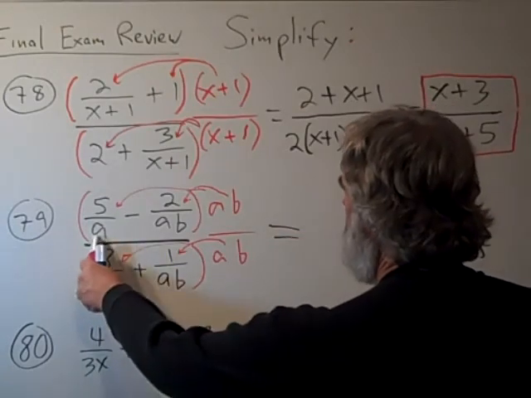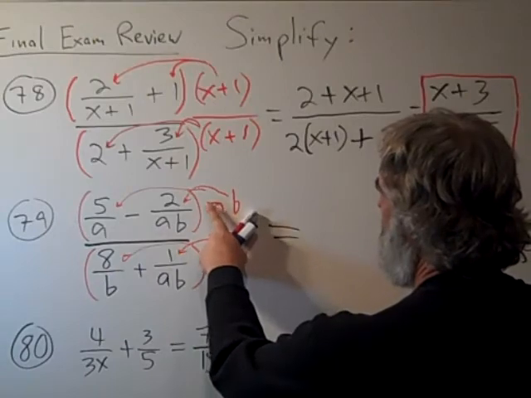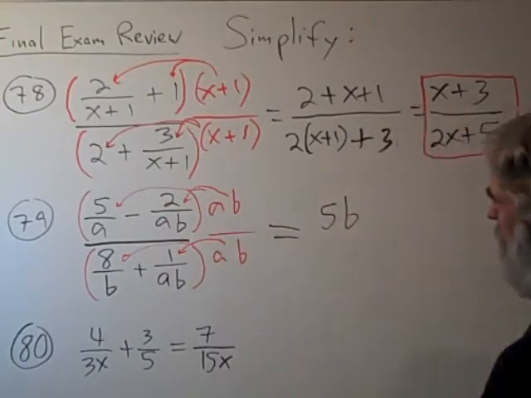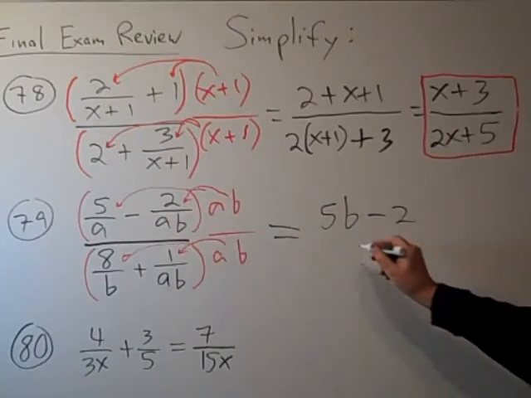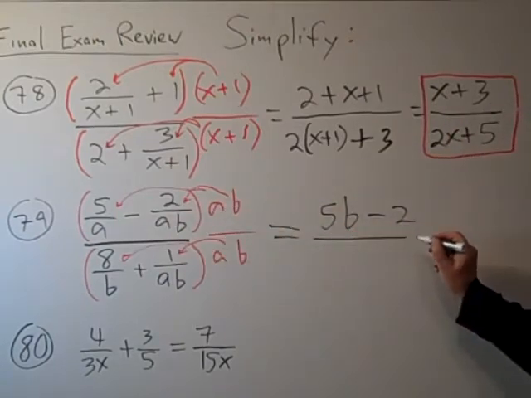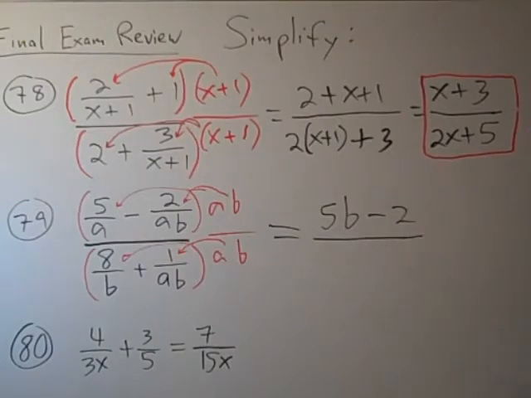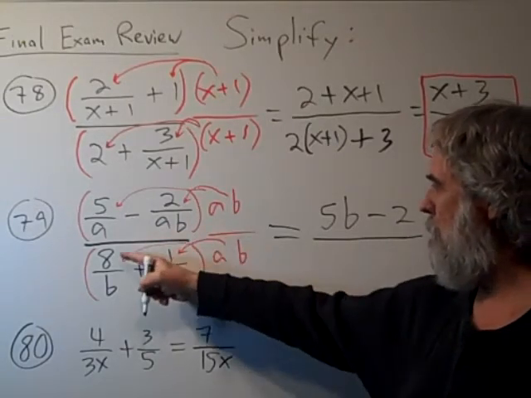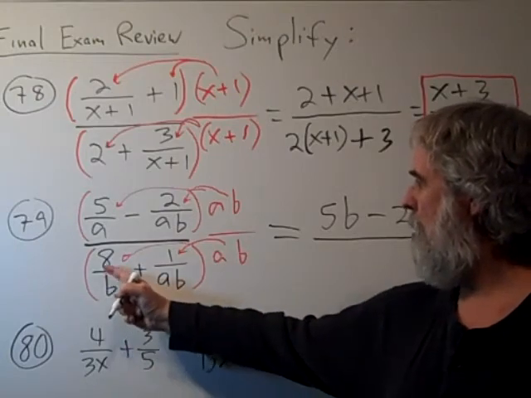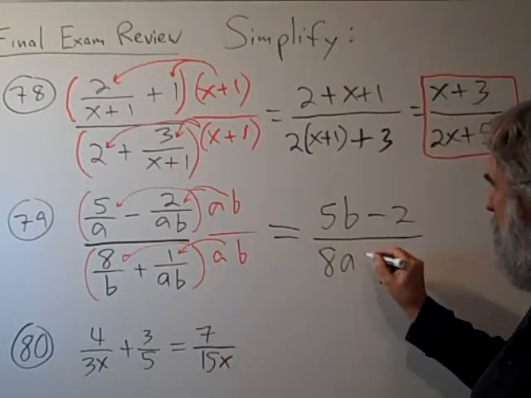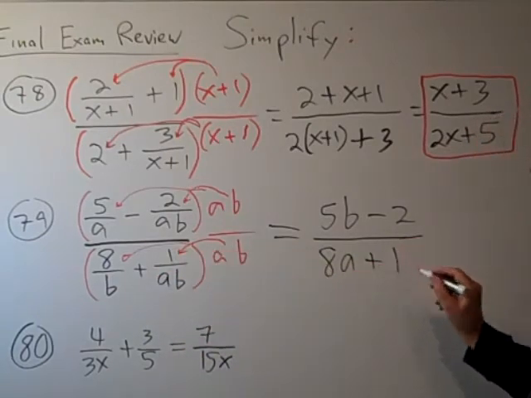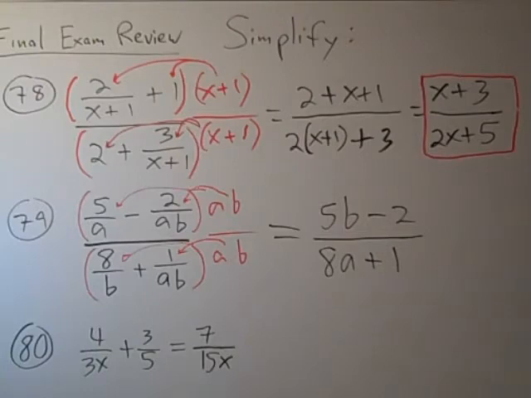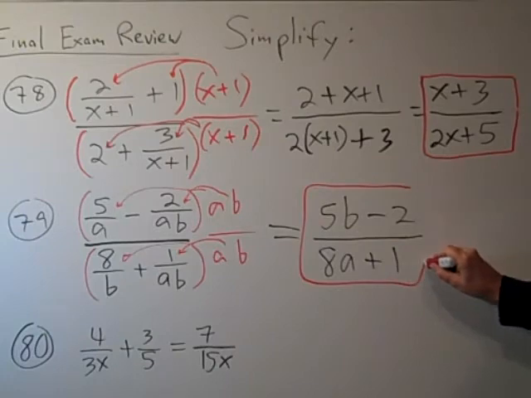So we have a divides into ab, leaving b times 5, 5b. Minus 2, because here the ab completely cancels. So the numerator has simplified to 5b minus 2. Now in the denominator, the ab distributes to the first term and the b cancels, leaving 8a. And the plus in the middle. And the ab's completely cancel here, leaving 1. And lo and behold, the expression is now completely simplified.